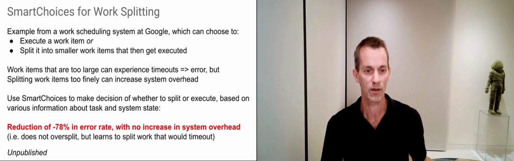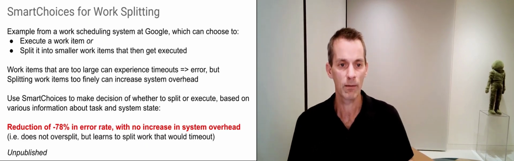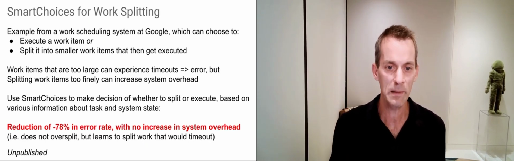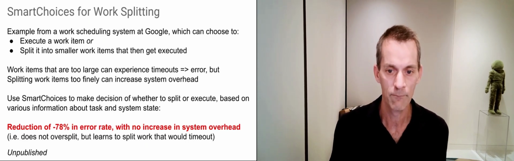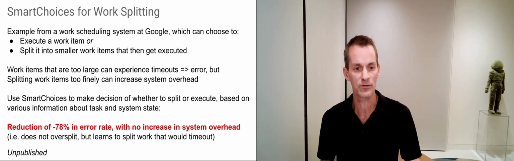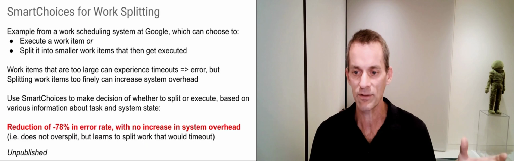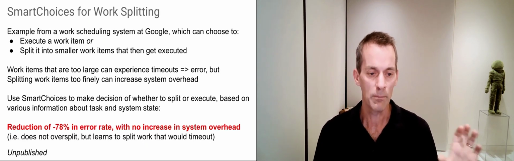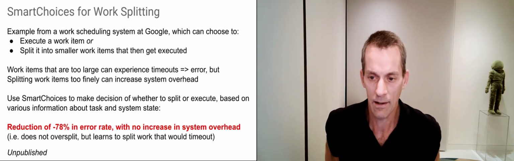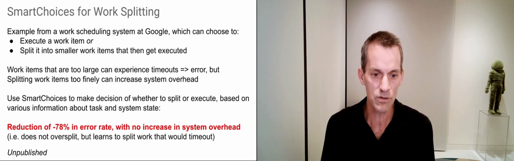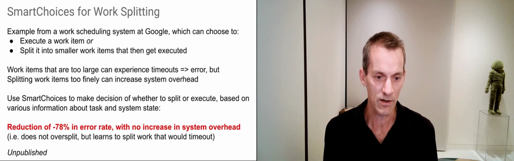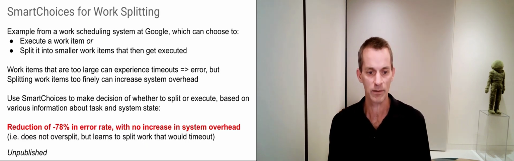This is another smart choices example. In this case, there's a work scheduling system at Google which can choose to either execute a work item or split it into smaller work items that then get executed. The complexity of this choice is that work items that are too large can experience timeouts and therefore give an error. But splitting work items too finely can increase system overhead and overload the system in other ways. So you can use smart choices to make a decision of whether to split or execute a particular piece of work based on information about the task and about the system state.